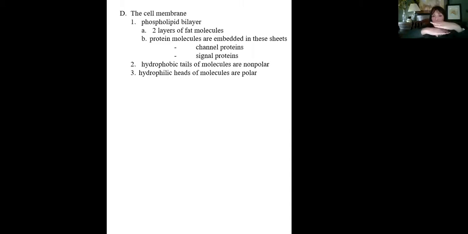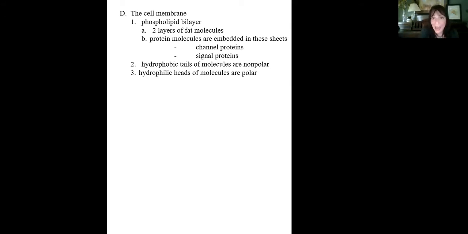Now, in these sheets, these 2 layers, there are sections that are going to turn inward because they're the tails and they're hydrophobic. Well, what's outside of the cell and what's inside the cell? Fluid. These tails, and I'll show you the picture in a moment, are like, I don't like fluid, keep me away. So they turn in to face away from the fluid.